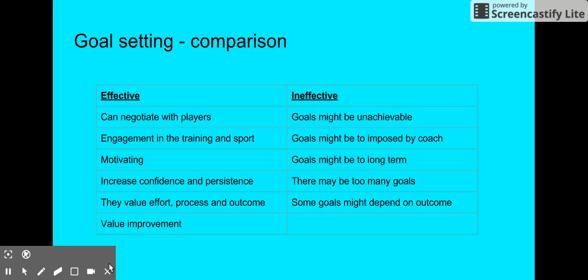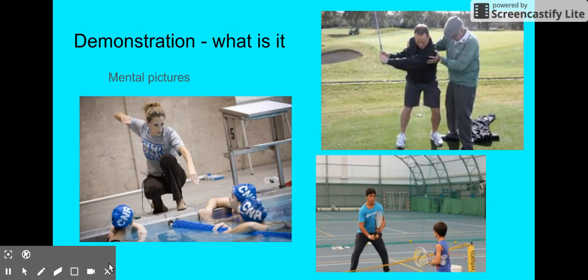When there are too many goals, so if you set like 15 goals for the next 2 weeks, that's too many to handle, and it's going to put too much pressure on the performers. They're ineffective when some goals might depend on outcomes. So if the goals depend on whether you win or lose, sometimes it can be quite bad. Goals need to be something like, I need to improve kicking with my left foot, I need to improve passing off my right hand, stuff like that, not always outcome based.